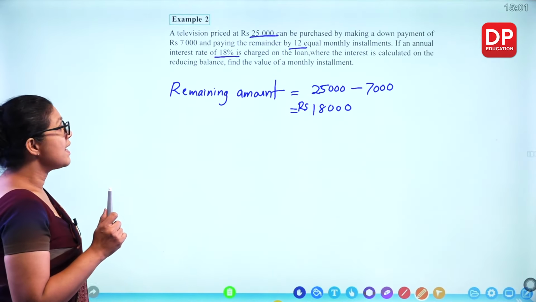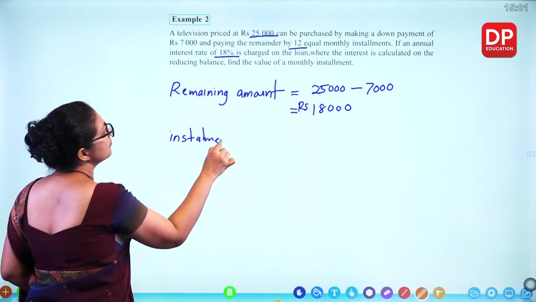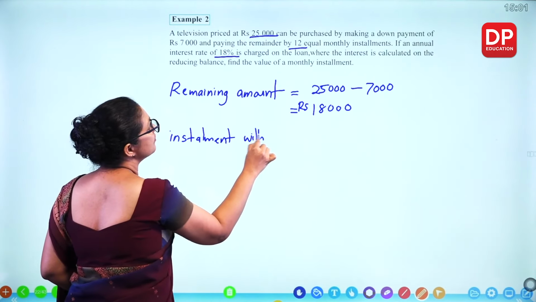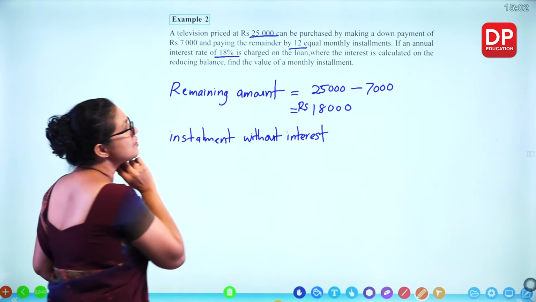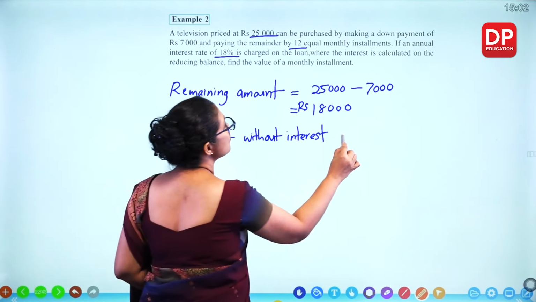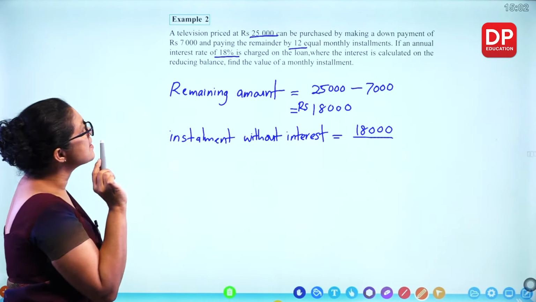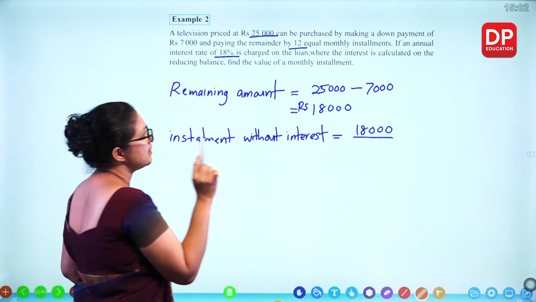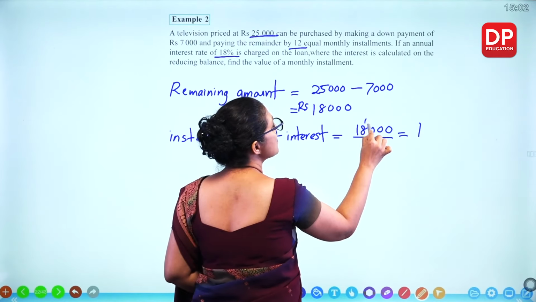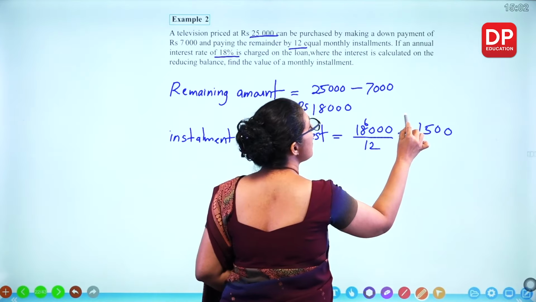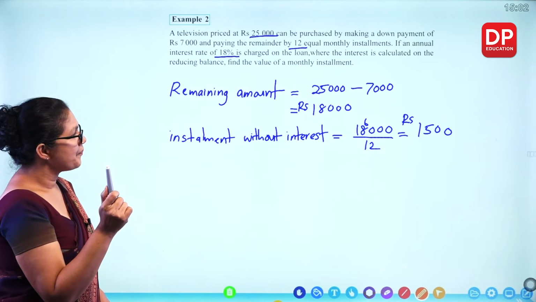Then we need to calculate the installment without interest. So what's the total amount you have to pay? 18,000. And how many months? 12 equal monthly installments. So divide by 12. 12 times 1, 12. For 60, that's 5. So 1,500 rupees as the installment without interest.